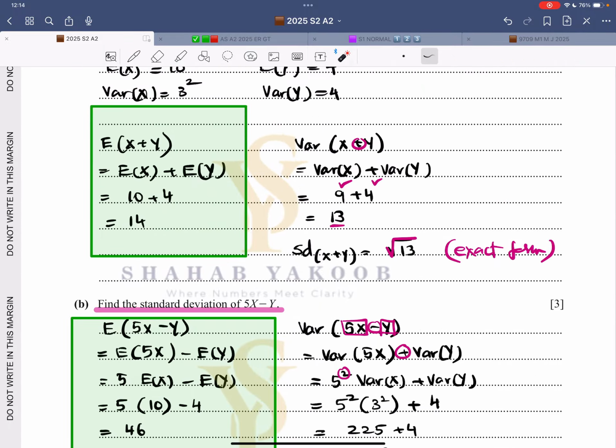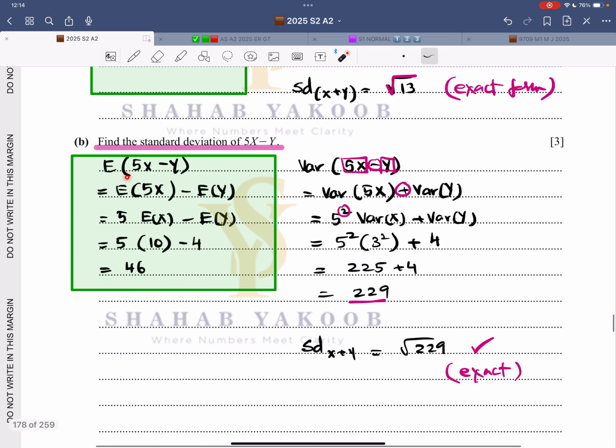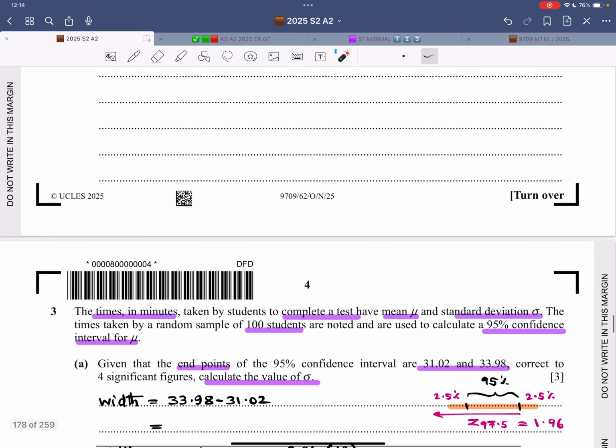If they would have asked for expectation, that is expectation of x plus expectation of y. If they would have asked for expectation of 5x minus y, minus means a minus over here. And then there is no squaring over here.